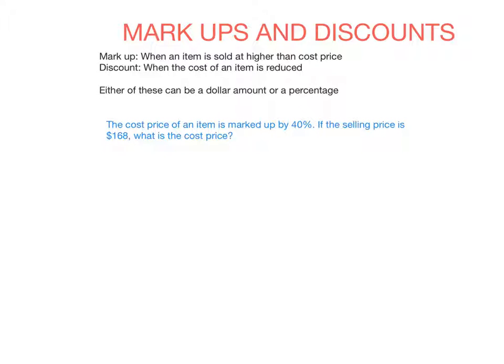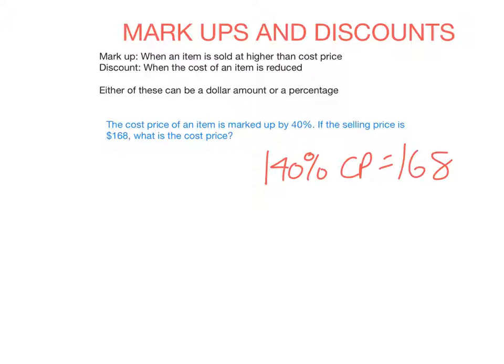So we could go through the process of setting up an equation and then solving it like I did in the previous example. But the quick way to do it is to notice that when you mark something up by 40%, what you're doing is paying 140% of the cost price. That's what marking something up or increasing something by 40% is. It's the same as finding 140% of that item. So what we're saying is that 140% of cost price equals 168.